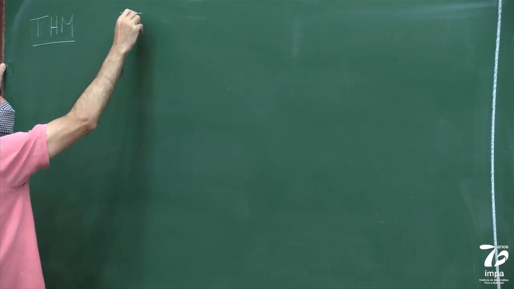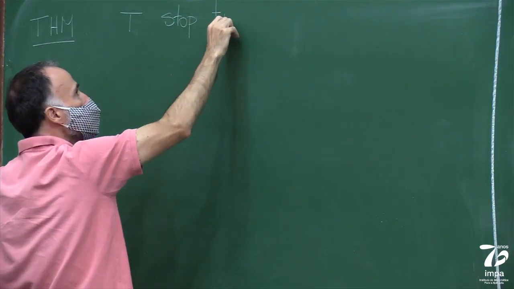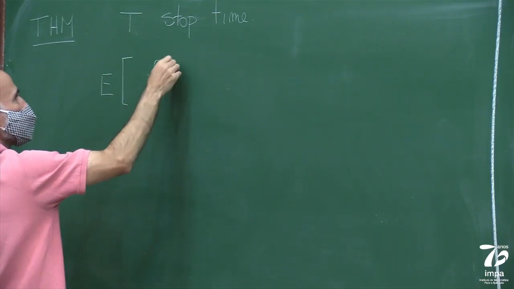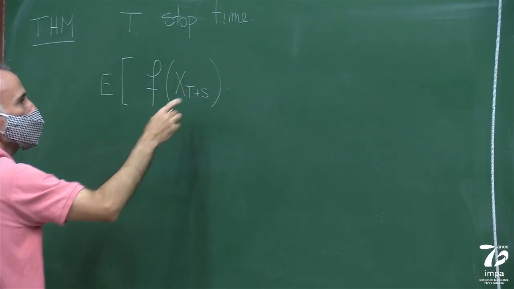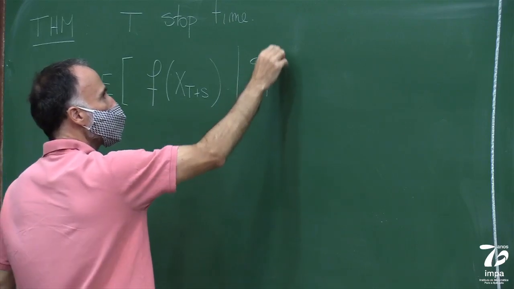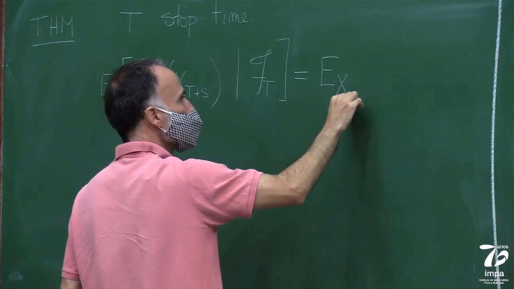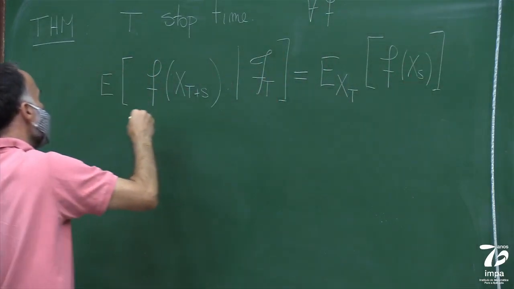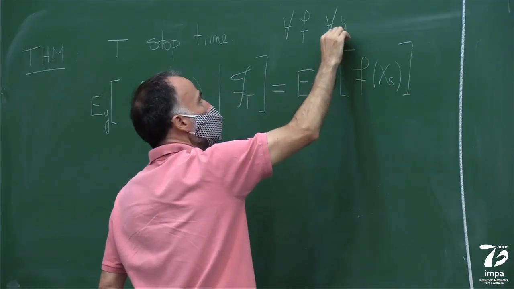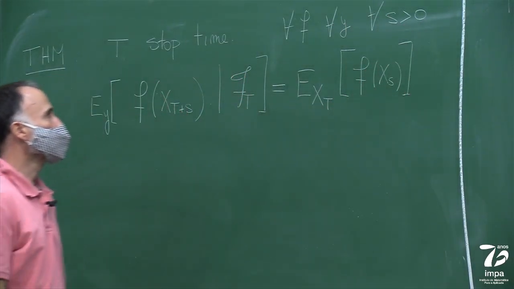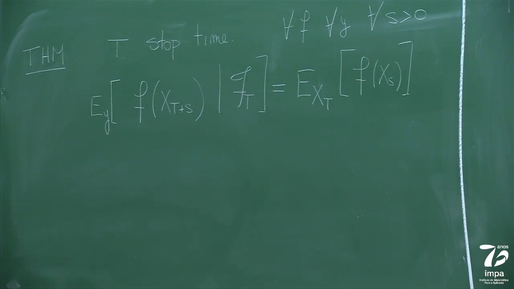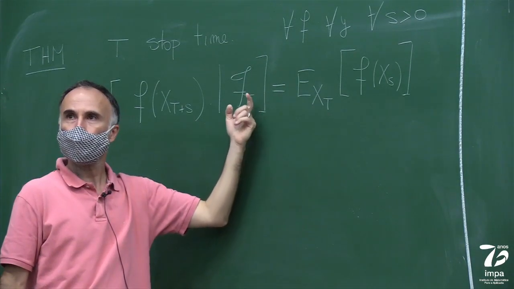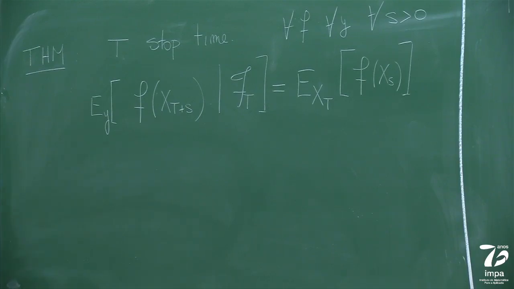So the theorem is that if T is a stopping time, then it holds that the conditional expectation of f(X_{T+s}), where s is a real number, given the sigma algebra F_T, is equal to the expectation starting from X_T of f(X_s). So this means that for all f, for all starting points y, and for all s positive, this holds. So I'm here replacing a deterministic time by a stopping time, and what I'm saying is that the same identity holds for stopping times.